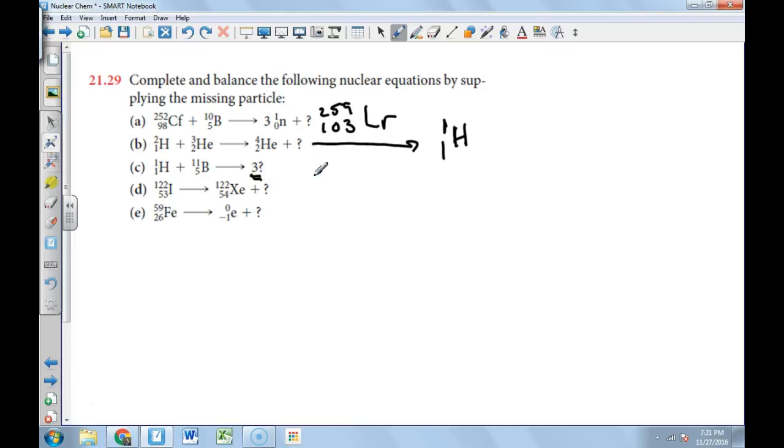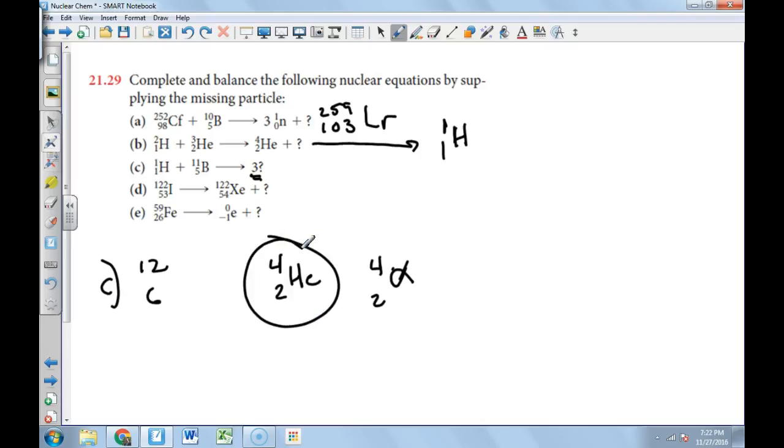So let's look at question C here. It's going to be 12 because 1 plus 11 is 12, and 6. It's not carbon. We have to divide by 3, so it's 4, 2. So we're making 4, 2. It's not indicated whether it's a helium nucleus or an alpha decay, but either one is fine. So I would say that is the answer there.